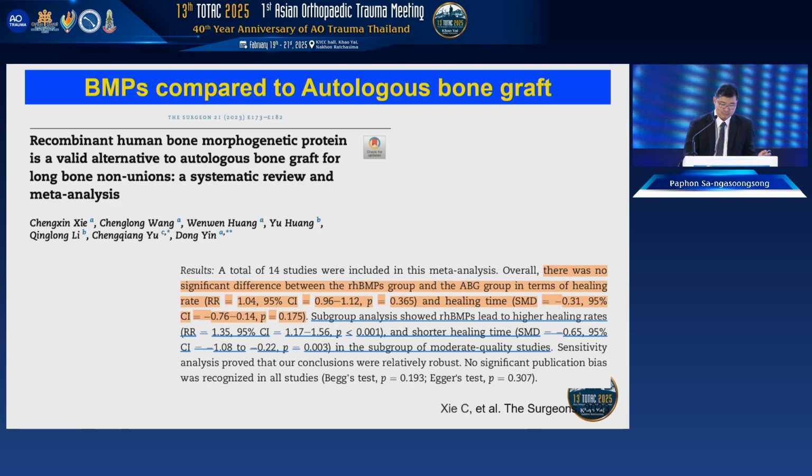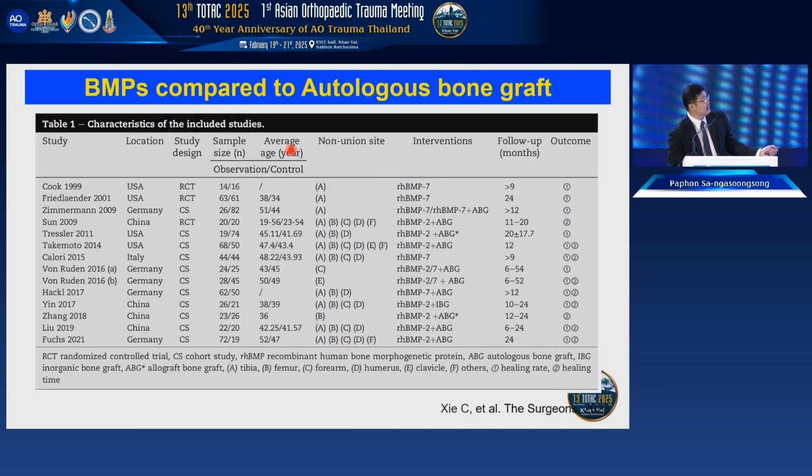For comparison with autologous bone graft, the systematic review and meta-analysis from 2023 indicate that there is a total of 14 studies, and there is no significant difference between BMP and autologous bone graft in terms of healing and healing time. However, when you do the subgroup analysis, they show that BMP has a higher healing rate and shorter healing time in the subgroup analysis of moderate quality. Like this, the study is 14 studies. You can see there are both BMP7 and BMP2.